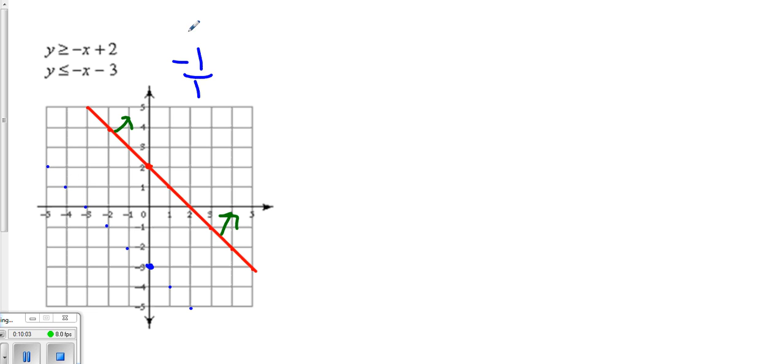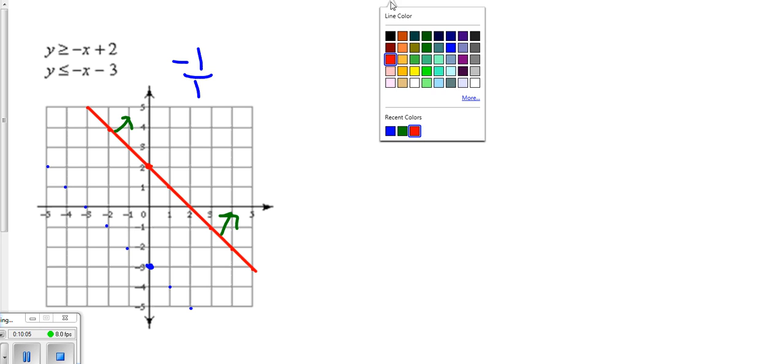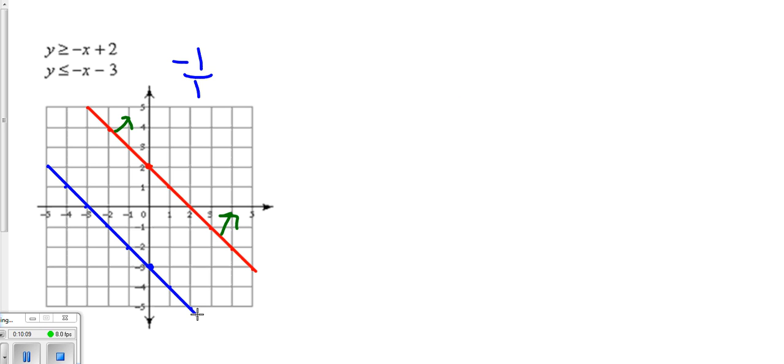Because it's the or equals to, we would have to plug it in as a solid line, not a dashed line. And it says less than or equal to, so we need to check. Again, we'll use our 0, 0 mark. Is 0 actually less than? Negative 0 is just 0. Minus 3 is a negative 3. Is 0 less than negative 3? No, it is not, so that's the wrong area. So we're going to shade this spot.